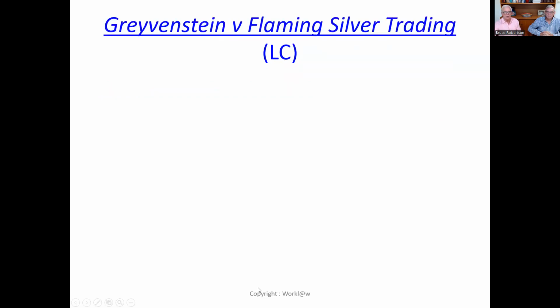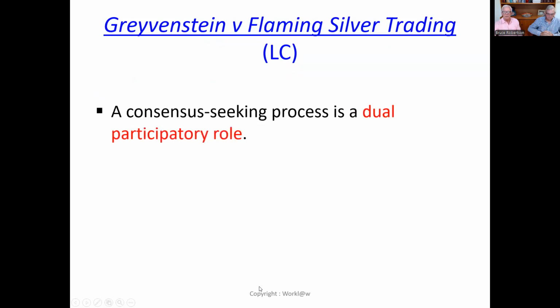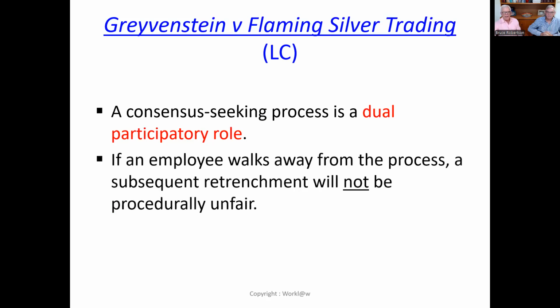There's a further judgment, the Gravenstein judgment, which emphasized that the consensus-seeking process is a dual role. Both parties have an obligation to see that this is achieved. And if employees or the union walk away from the process, they would not be able to, at a later stage, challenge the procedural fairness of that retrenchment.